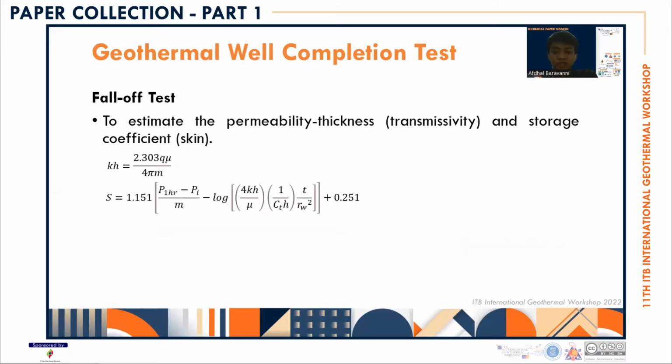After the multi-rate injection test is completed, a fall-off test or FOT is performed by recording the bottom hole pressure after the injection is stopped to estimate the permeability thickness or transmissivity and storage coefficient or skin.